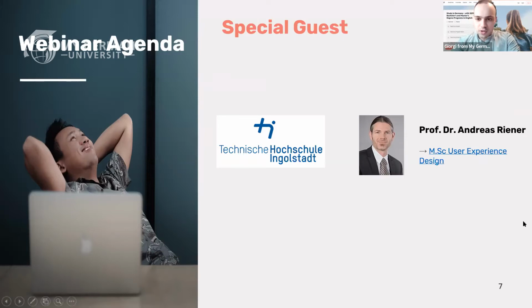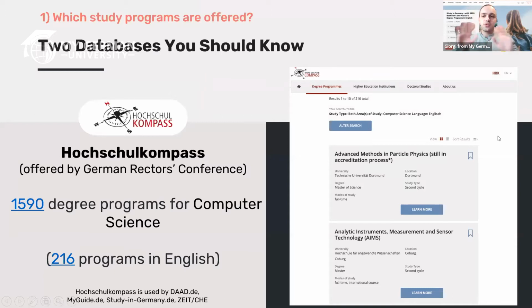Before we jump into this presentation, let me tell you two words about some interesting details when it comes to studying in Germany. So there are two databases that I would like you to know about. For those who are more interested in German taught study programs, I would say Hochschulkompass would be your first stop. When you go to Hochschulkompass and try to find programs in computer science or related disciplines, you will find 1,590 degree programs, and only 216 programs would be in English.